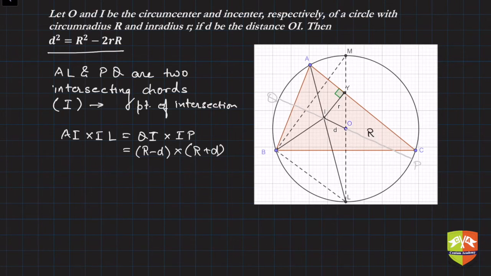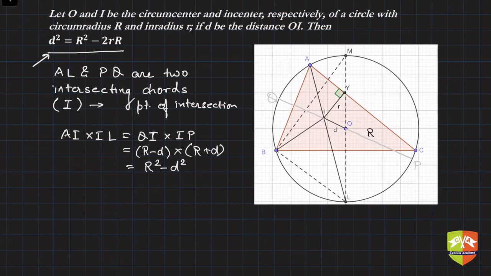So hence, I can write this as R square minus d square. We are getting closer to R square minus d square from here. So this you keep in mind, first of all. So AI into IL is equal to R square minus d square. Fair enough. Now let us do some exercise here as well.